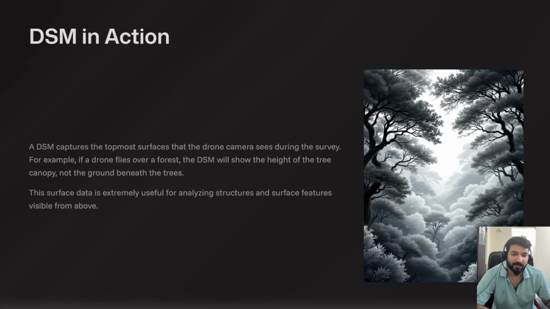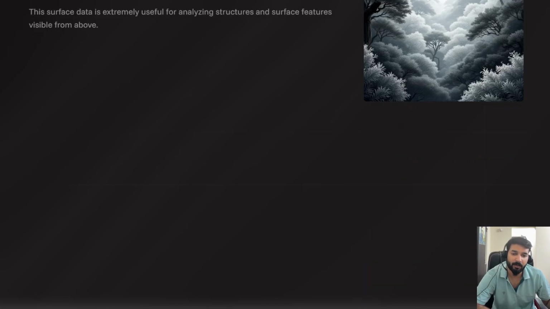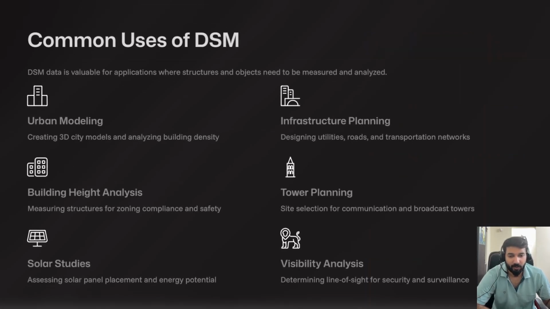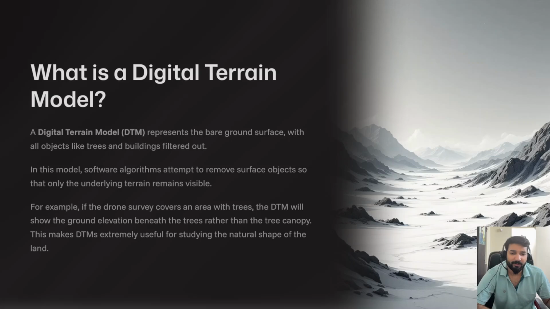DSM data is extremely useful for analyzing structures and surface features. Common uses of a DSM include urban modeling, infrastructure planning, building height analysis, communication tower planning, solar panel placement studies. Because DSM represents the true visible surface, it is often used in applications where structures and objects need to be measured.